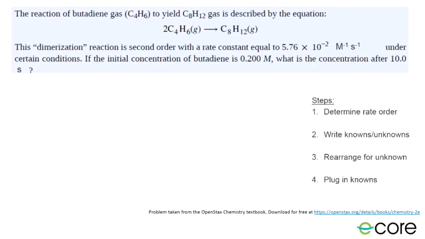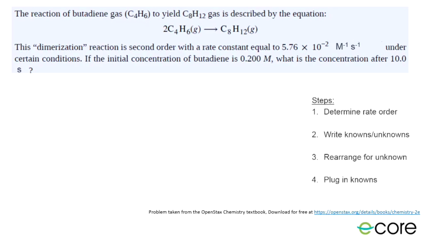Here, this says the reaction of butadiene gas yields C8H12 gas, and it's described by this equation. This dimerization reaction is second order with a rate constant equal to 5.76 times 10 to the minus 2 per molar per second, under certain conditions. If the initial concentration of butadiene is 2.0 molar, what is the concentration after 10 seconds?